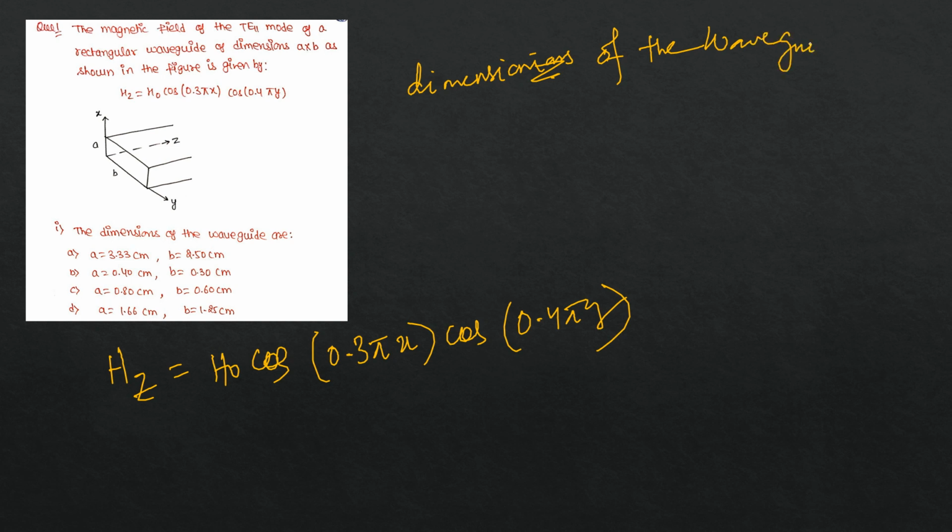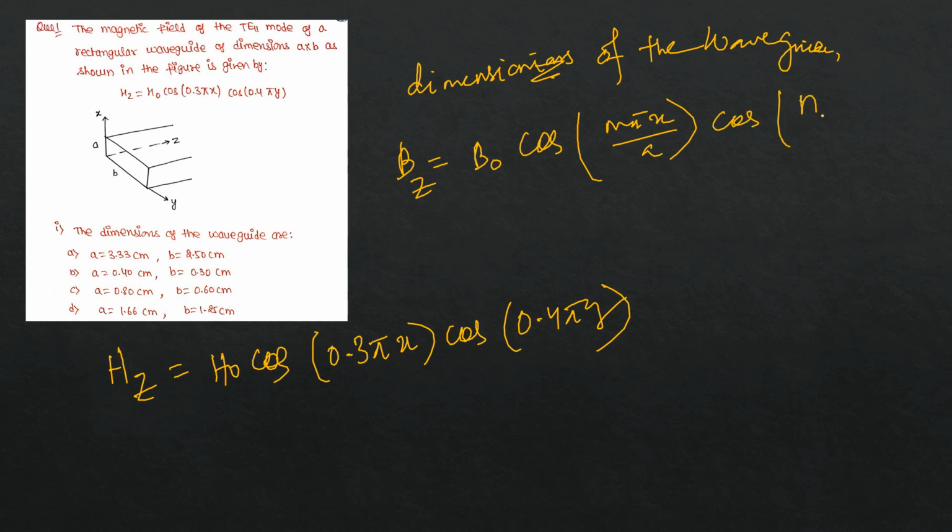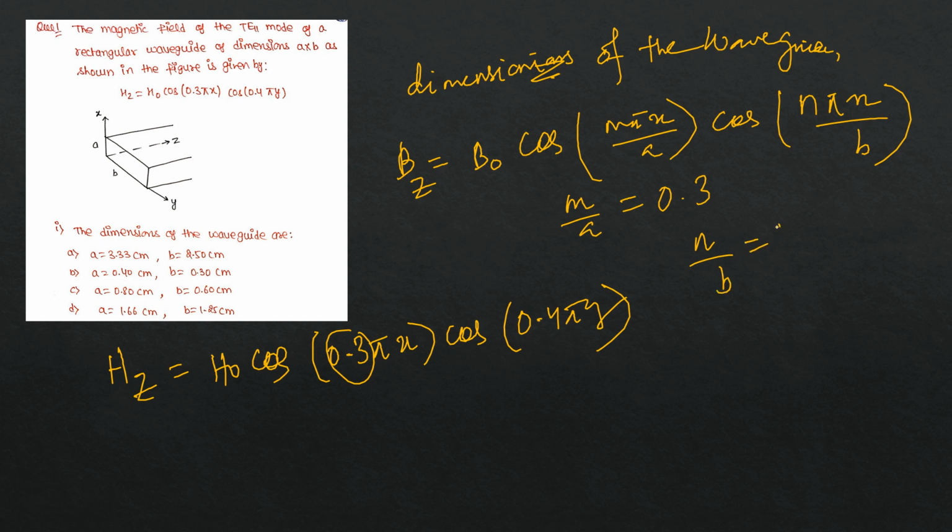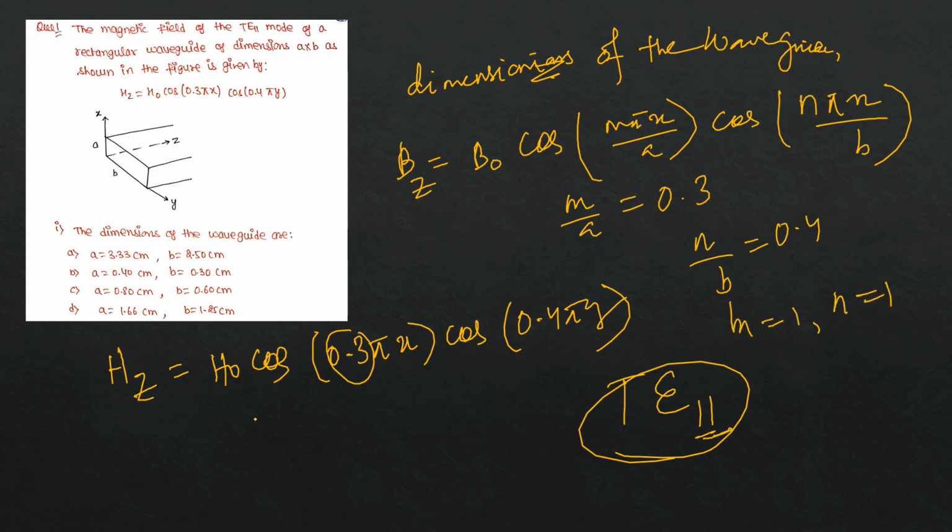So tell me first, can you write the original expression? That is Bz equal to B naught cos(m pi x by a) into cos(n pi y by b). So m by a will be what? Here it is given as 0.3. N by b will be 0.4. So m by a is equal to 0.3, n by b is equal to 0.4. It is given as TE 11, that means m is equal to 1, n is equal to 1. See how easy it is.